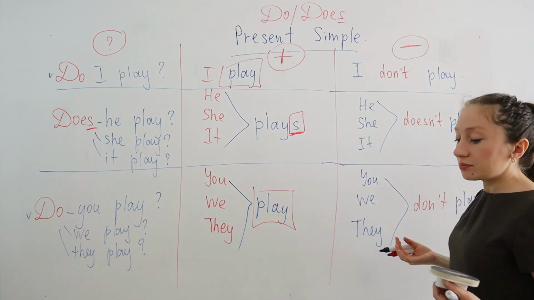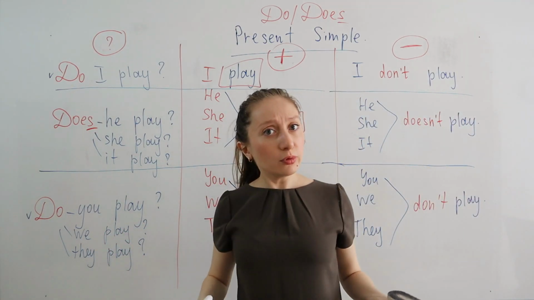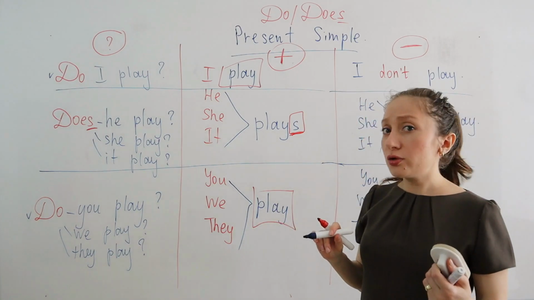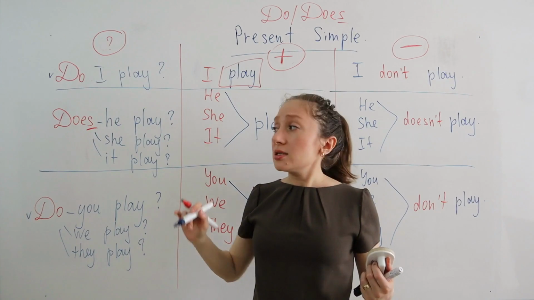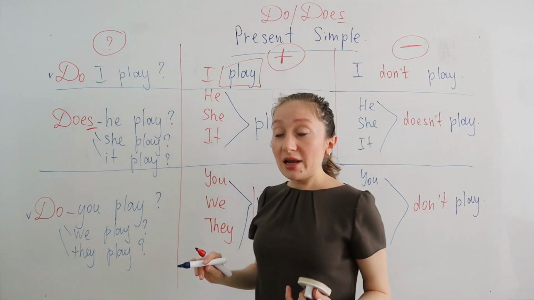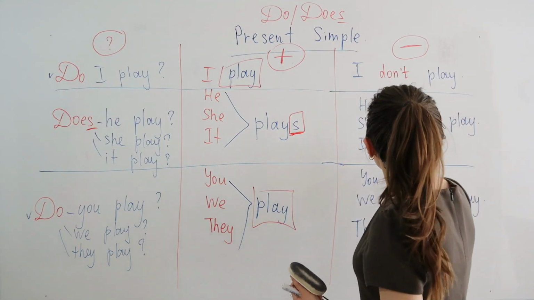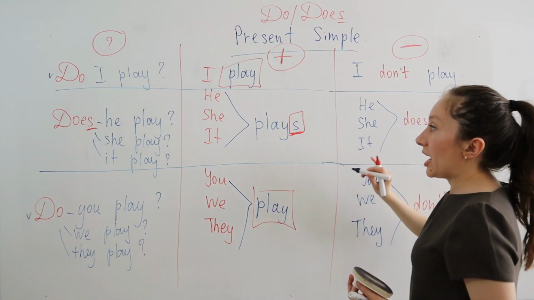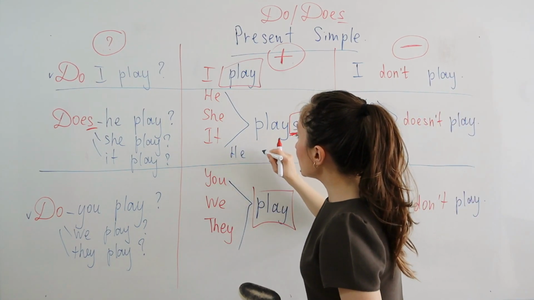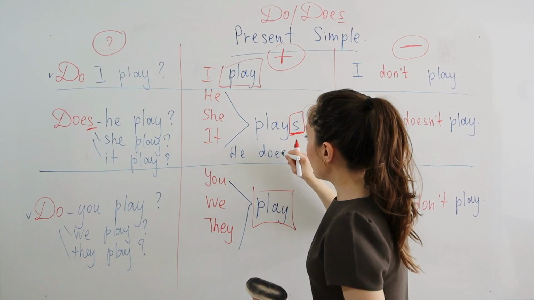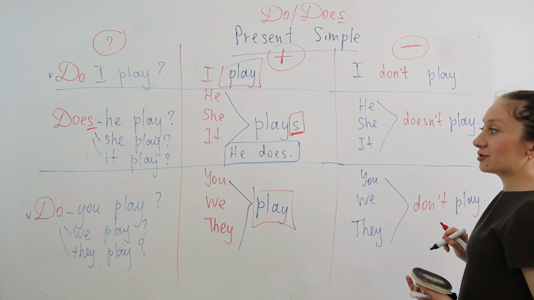For example, I read a book every day. Do you read a book every day? No, I don't read a book every day. Does he read a book every day? Yes, he reads a book every day, right? Here you can also use the short answer. Instead of he plays, you can say yes, he does. This is the short version of the answer, right?